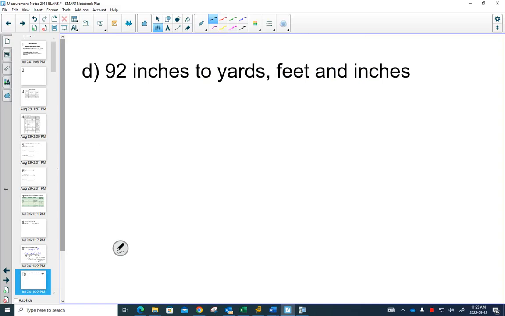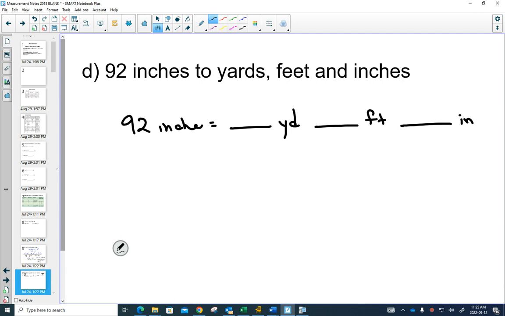For this one, we're starting off with inches. And we want to write it as a certain amount of yards, a certain amount of feet, and a certain amount of inches. What do we know? We know that 1 yard is 36 inches. We know that 1 foot is 12 inches.